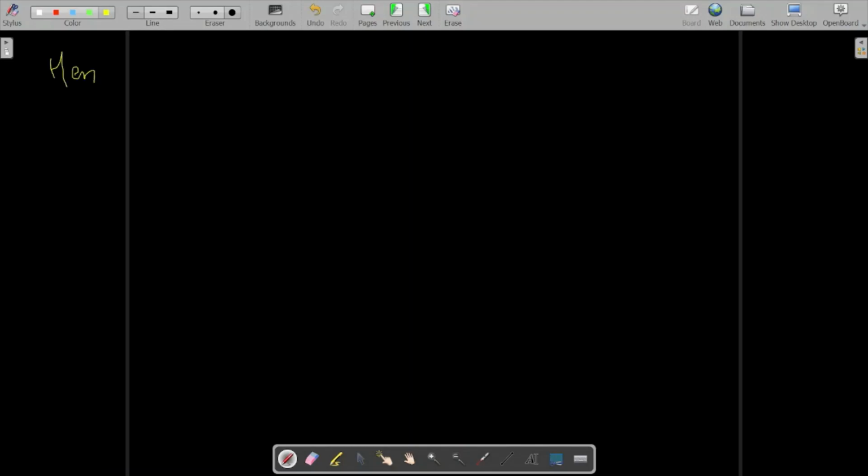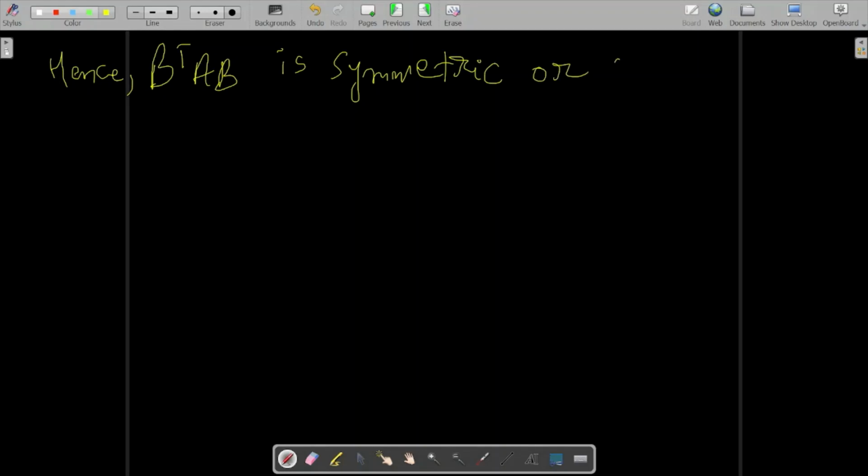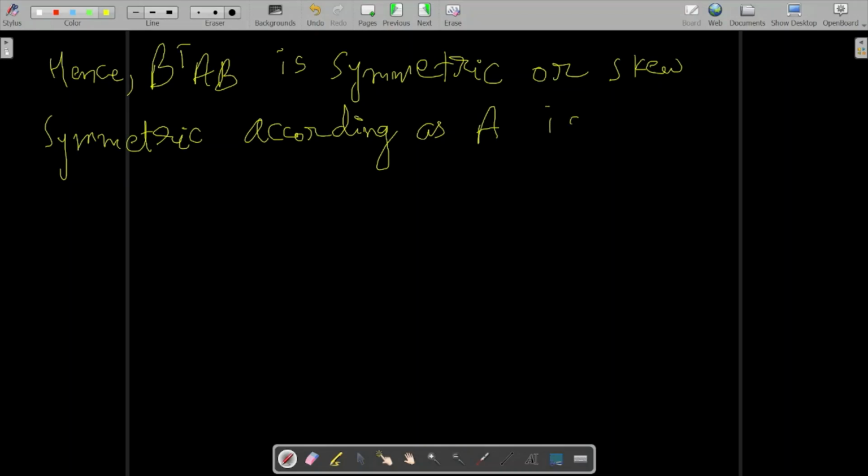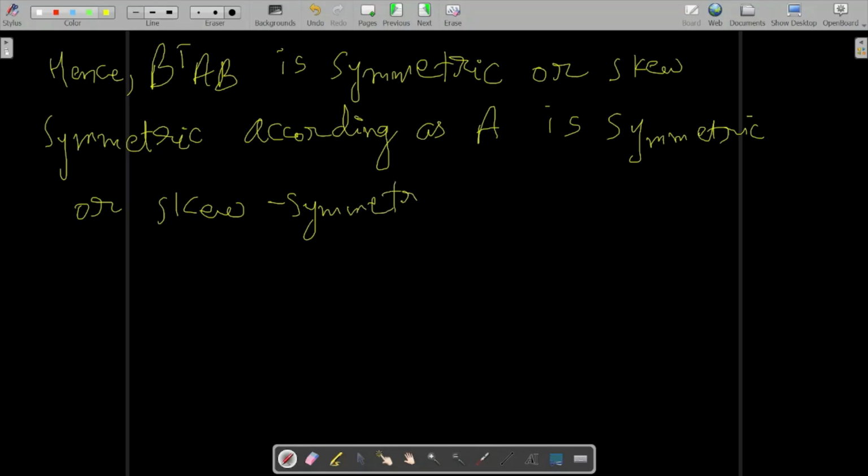Hence, B transpose AB is symmetric or skew symmetric according as A is a symmetric or skew symmetric matrix.